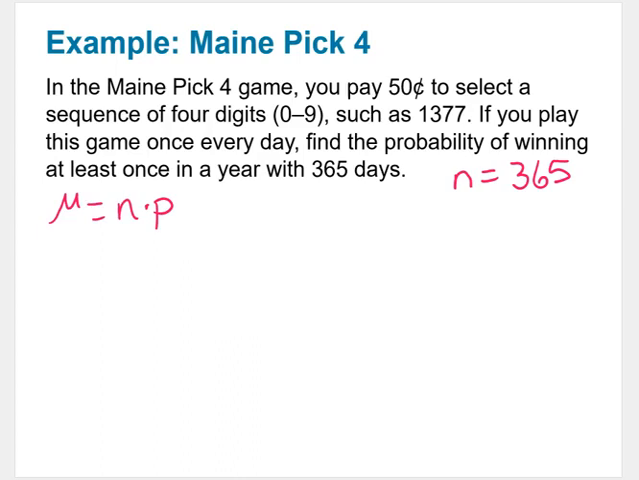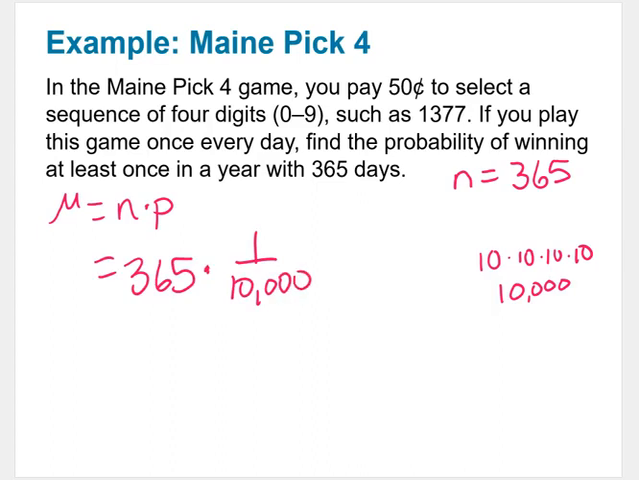All right, there are 10 digits, 0 through 9, for each of these. So 10 times 10 times 10 times 10. So that would be 10,000 different possible 4-digit numbers that we could apply. So the probability that we would win is going to be 1 in 10,000. So multiply those two together, and that gives me 0.0365. So if I play the Pick 4 game every single day for an entire year, my expected value is still only going to be 0.0365, which isn't very good.